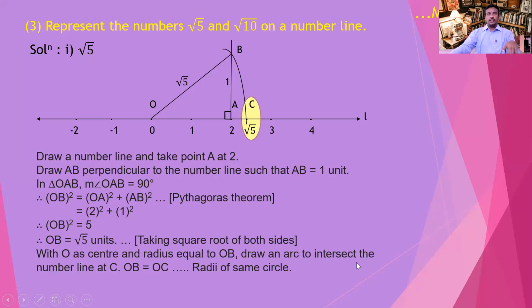Now the arc intersects the number line at C, which means OB is equal to OC, which are radii of the same circle. And we get the given number, that is the irrational number root 5, and therefore the coordinate of the point C is root 5. This is the number which we have to show on a number line. Point C indicates root 5. Got it?